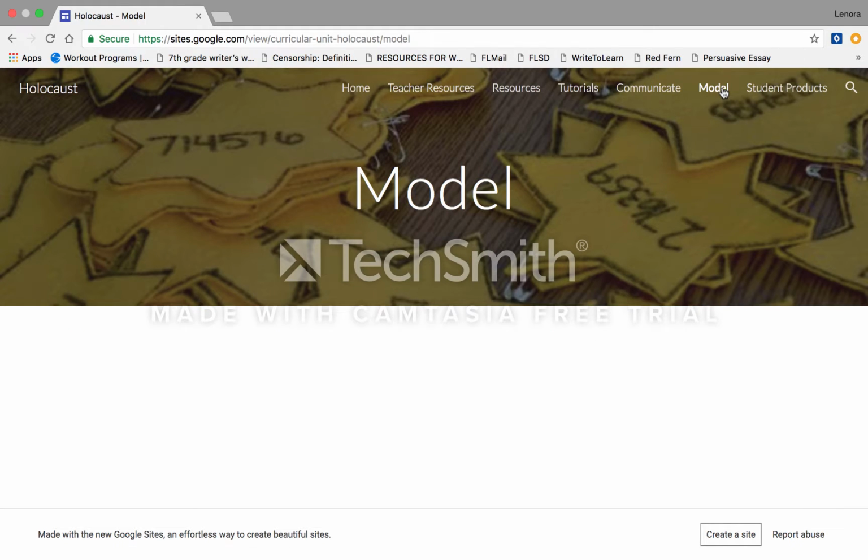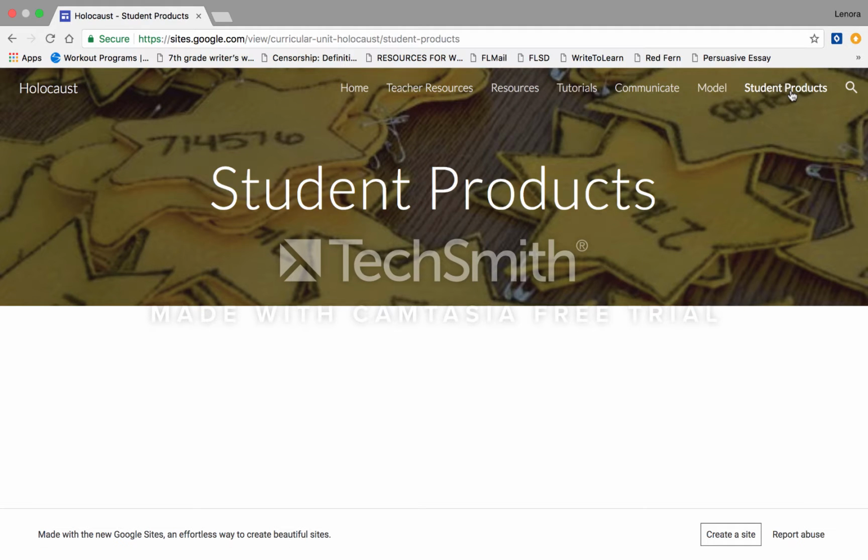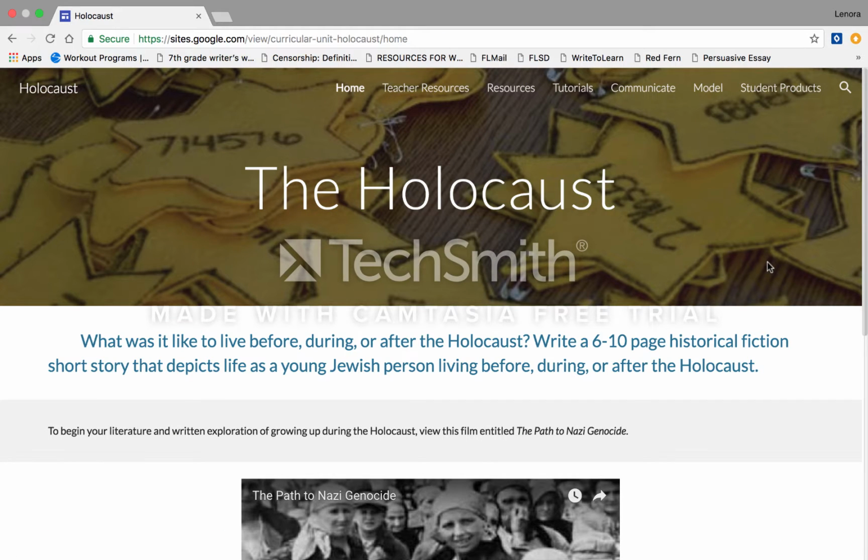This is where we would put a model, like this is what a great historical fiction story would look like. And this is where we'd put the students' essays when they start finishing them. This is where we would house them. So this was the curricular unit.